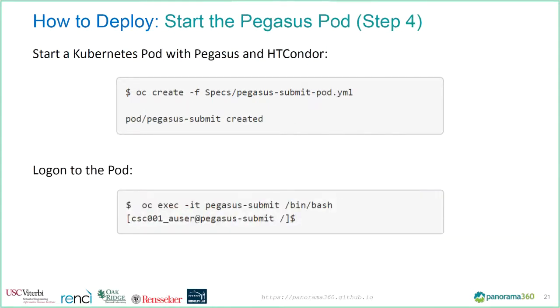Step 4, after we have our service running, we can start our pod with Pegasus init conda. Again, we're using the OC create command, and this time we're giving a different specification file, which specifies the pod creation with the image that we've built before in step 2.